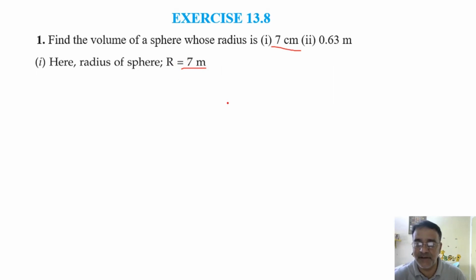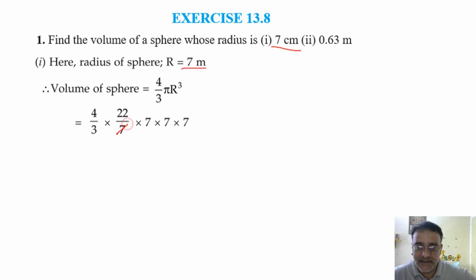What is the formula for volume of a sphere? 4 by 3 pi r cube. Right, very good. 4 upon 3 pi r cube. Now we are going to substitute the values. So one 7 is cancelled and nothing else cancels. So what will we do? We will multiply 4 into 22 into 7 into 7. So we will get 4,312, right, by 3.